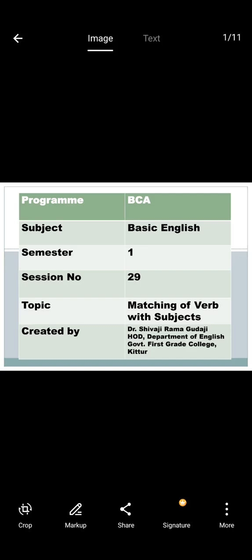In this class, we will study the subject verb agreement, or matching of verb with the subject. I am Dr. Shivaji Ramagudaji, Assistant Professor of English, Government First Grade College, Kittur.